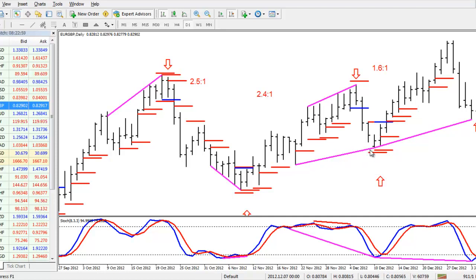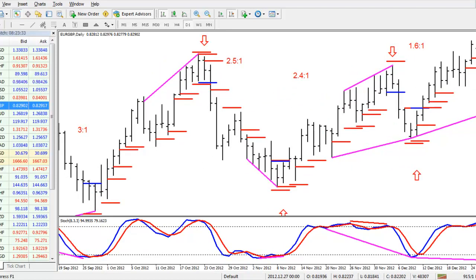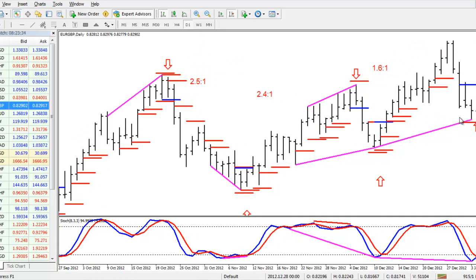We have a higher low on the price action, a lower low on the stochastic, and the stochastic blue line, the percent K, has indeed flicked to the upside on this bar, therefore giving us a buy signal, meaning that we will look to place our stop loss underneath the low bar, less the 8 pips, and we will look to place our entry level above this point here.